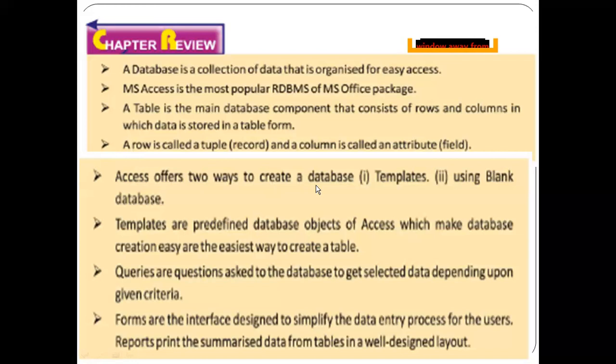Access offers two ways to create a database, that is using templates and using a blank database. Blank means a fresh one to start, and template means it is already present and you are editing it. Templates are predefined database objects of Access, which make database creation easy and are the easiest way to create a table. So with that, we can create a table.